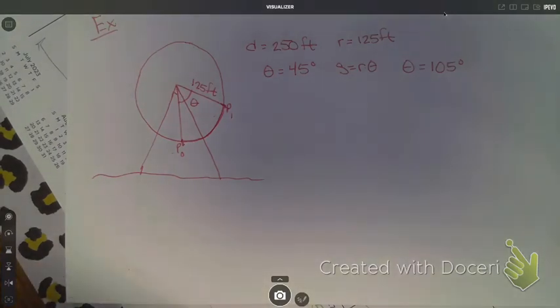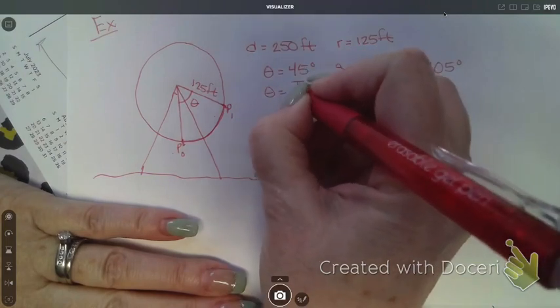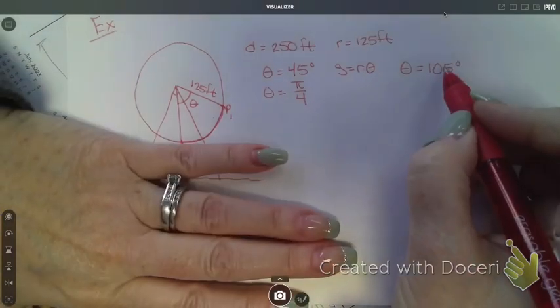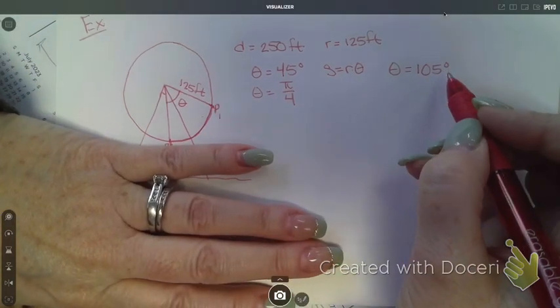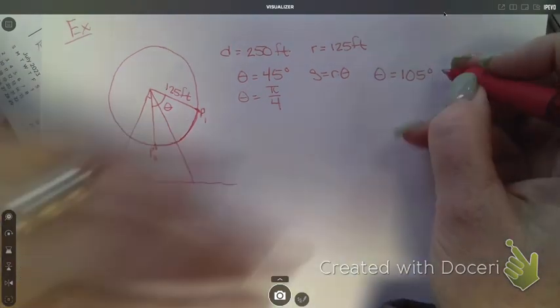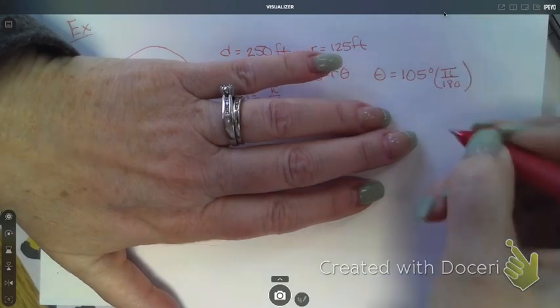Okay, what do I need to do first? Degrees to radians. 45, no calculation. 45 is what? Pi over what? Pi over 4. Because 4 goes into 180 how many times? 4. Okay. Now, 105 is not an angle we know, is it? No. So we need to multiply it by what? Pi over 180.